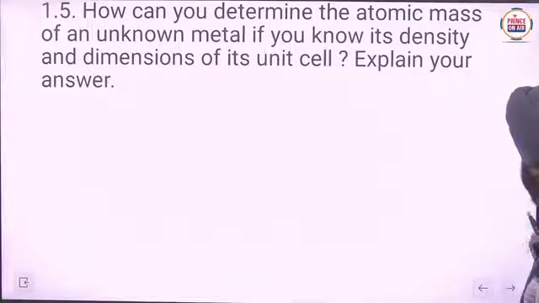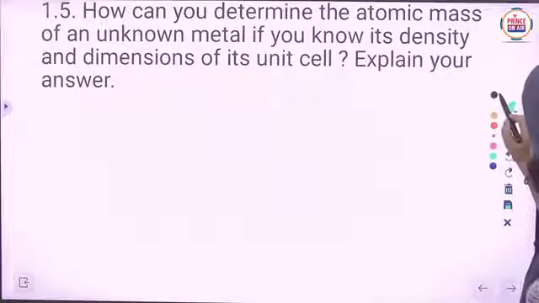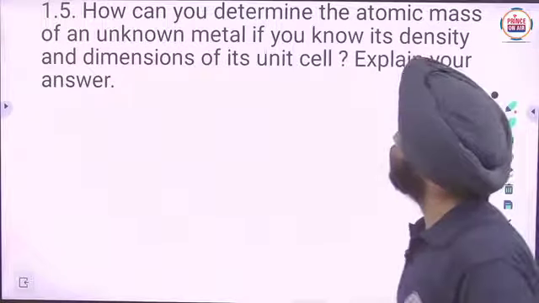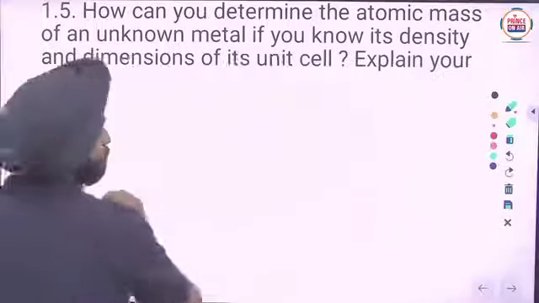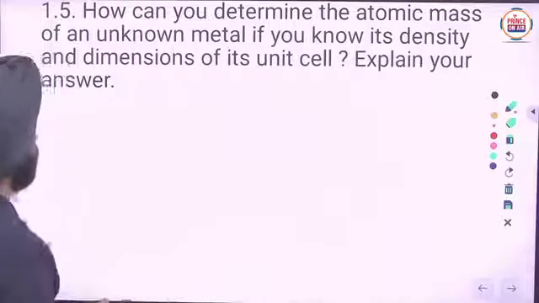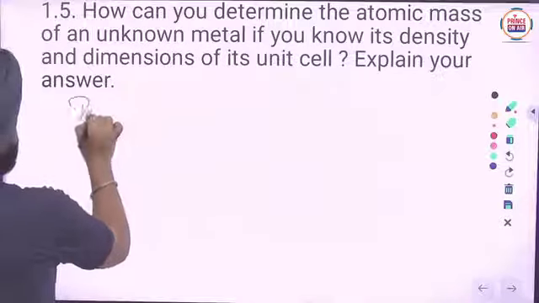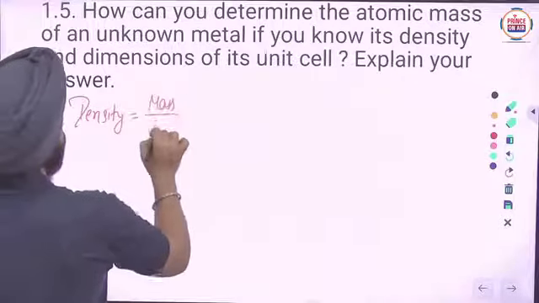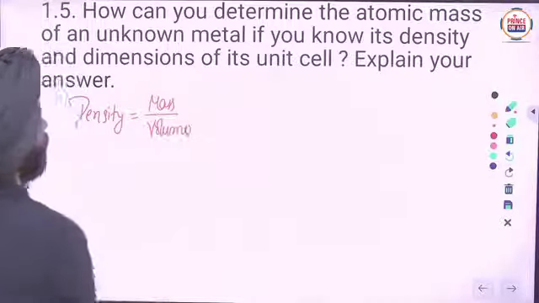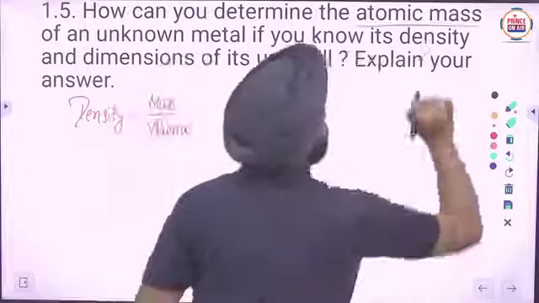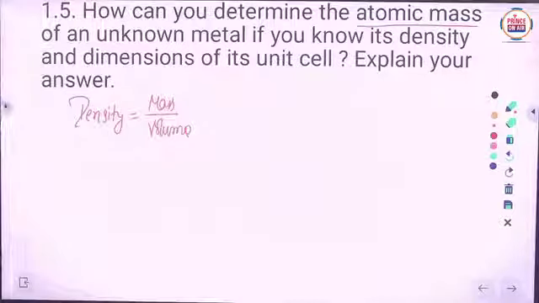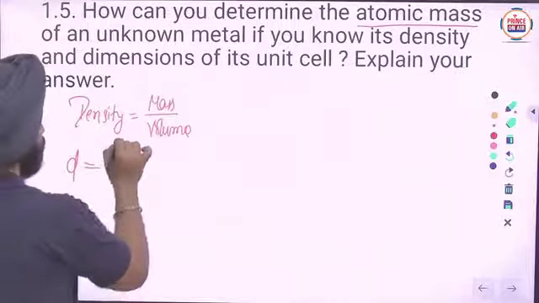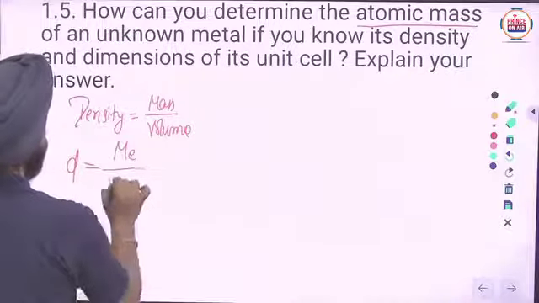Here you can just identify by this method, all dimensions are known to you. So density is equal to mass over volume. We have to calculate the atomic mass, that we have already discussed. Density we can rewrite as d, mass as m, and volume as v.